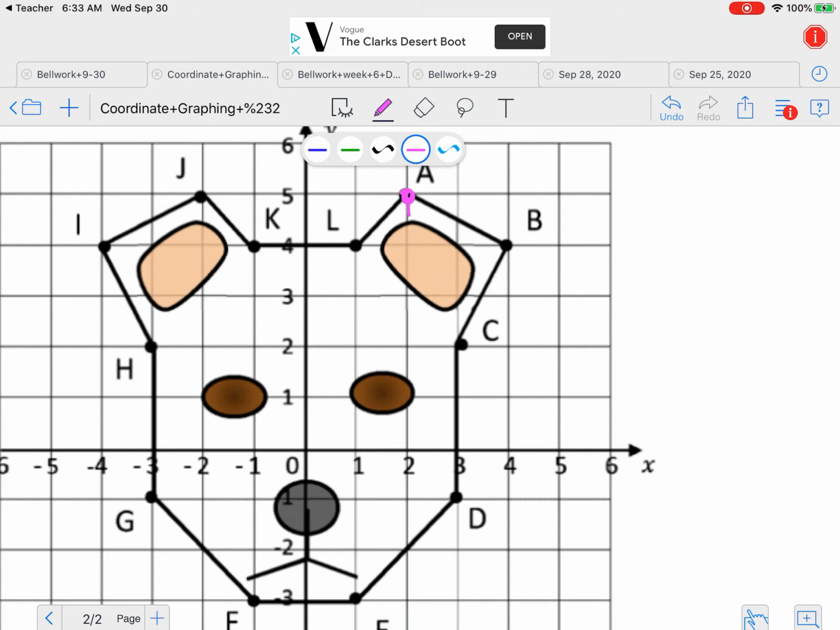Here is A, so I would go down or up and see where it touches the x-axis. Then I would go sideways to see where it touches the y. Then those are my numbers. 2 corresponds with the x, and +5 corresponds with the y.